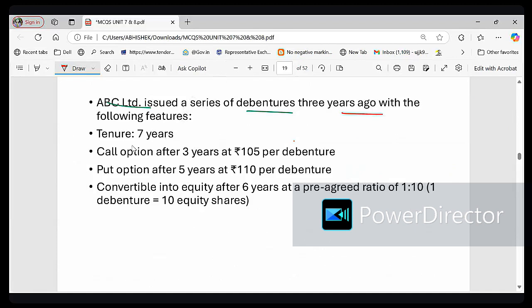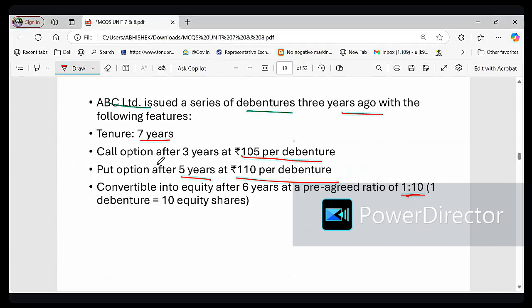With these terms: tenor is 7 years, call option after 3 years at the rate of 105 per debenture, put option after 5 years at the rate of 110 rupees per debenture, right? Convertible into equity after 6 years in the ratio 1:10, right? Please read this question carefully because I am going to ask you a question based on it.